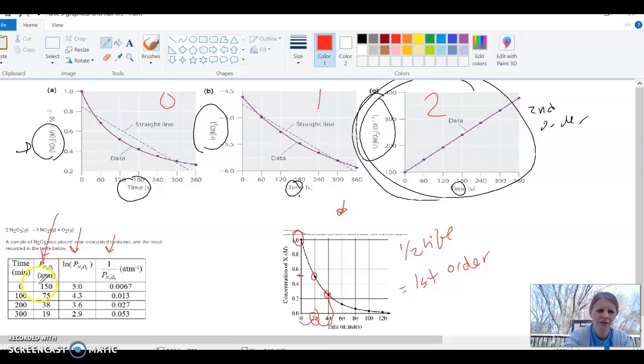I could graph each of these and tell which one's most linear. But whenever you're asked to do that, you don't really have the graphs there. 150 divided by 2 is 75. 75 divided by 2 is about 38. 38 divided by 2 is about 19. This right here is another half-life situation. It's cut in half every single time we do 100 minutes. So this, again, is a first-order reaction. I'm betting if you graph it also, you're going to see that the ln is going to be the most linear.